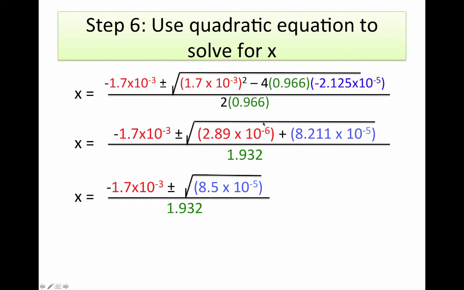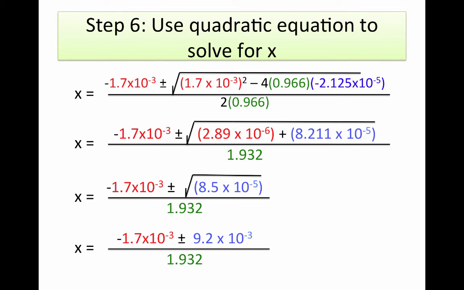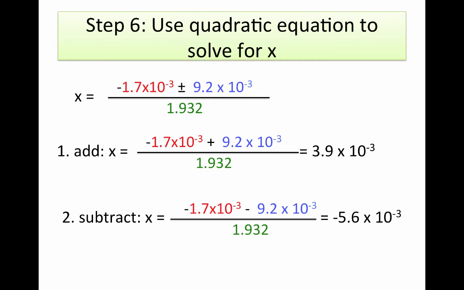So we're going to take that and simplify it further. You can see that once again I am combining the terms and then doing the addition. So now you can see that we have minus 1.7 times 10 to the minus third plus or minus the square root of 8.5 times 10 to the minus fifth, divided by 1.932. And if you take the square root of 8.5 times 10 to the minus fifth, what we get is negative 1.7 times 10 to the minus third plus or minus 9.2 times 10 to the minus third, divided by 1.932. So there's our expression.